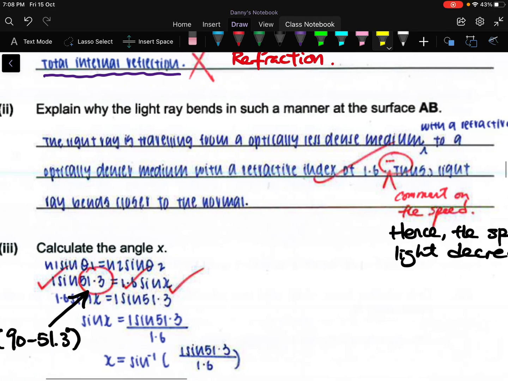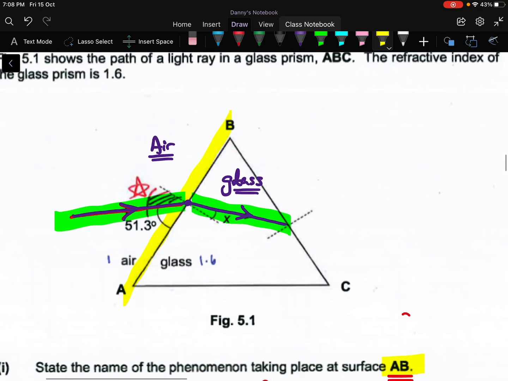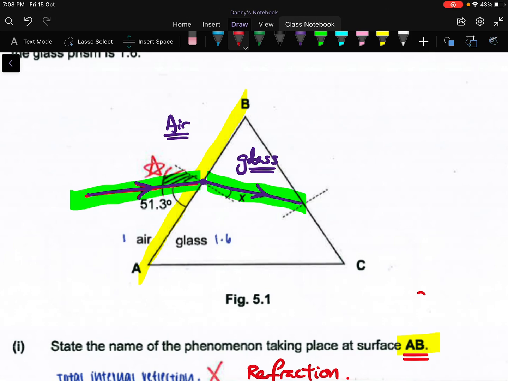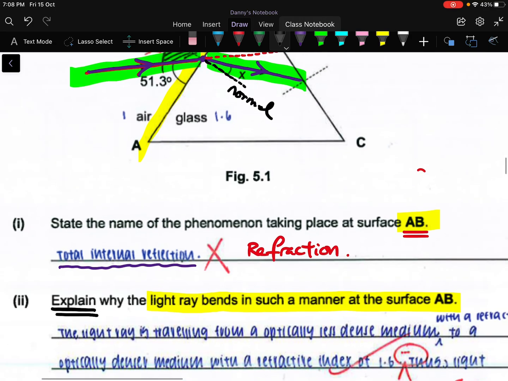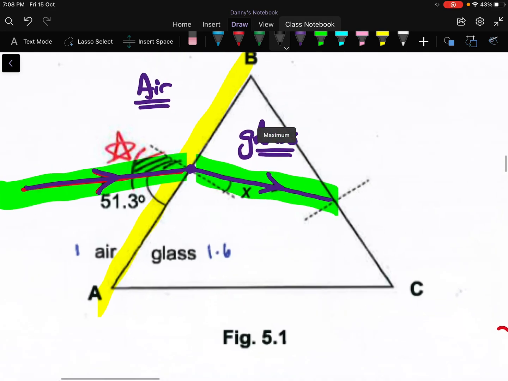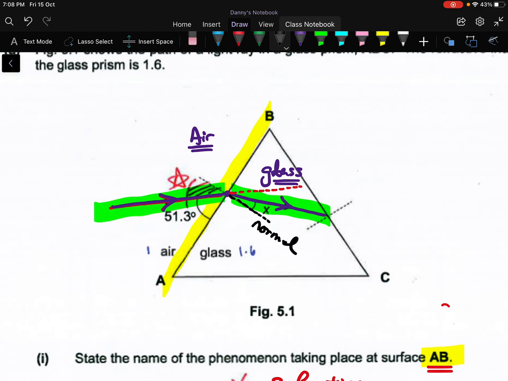In the second question, you are asked to explain why the light bends in such a manner at surface AB. You can see that if you don't bend it, the red line represents the original path, and the light actually bends towards the normal, right? The fact that it bends towards the normal means that there must be a change in speed. But because you are asked to explain, you shouldn't just tell me that the speed is different. That is not good enough for combined science. You need to tell me whether the light in the glass speeds up or slows down.